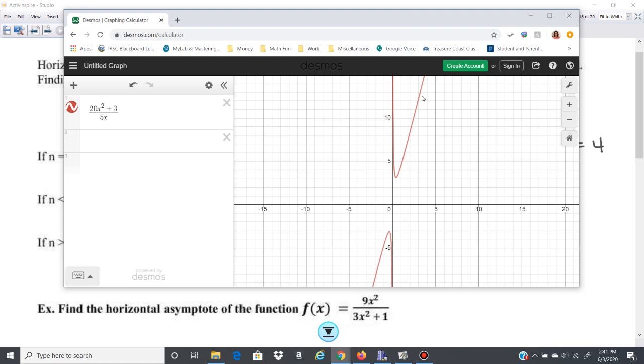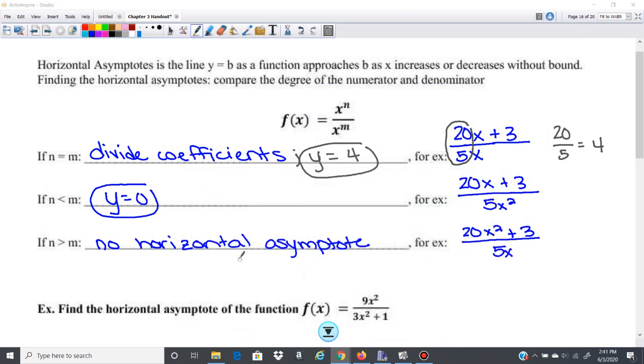And I have a linear line. If I draw a line kind of like this with my mouse, I'm going to have a linear line, which is going to be the slant asymptote. So if there is no horizontal asymptote, there is probably going to be a slant asymptote, which we're going to look at next. Let's do some examples here.